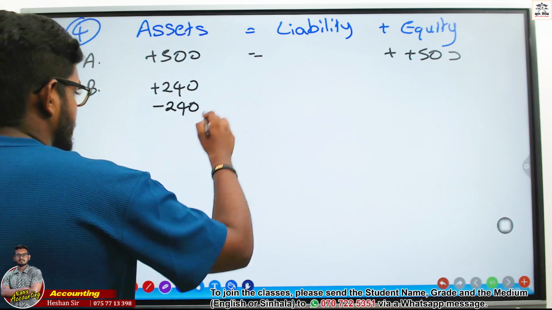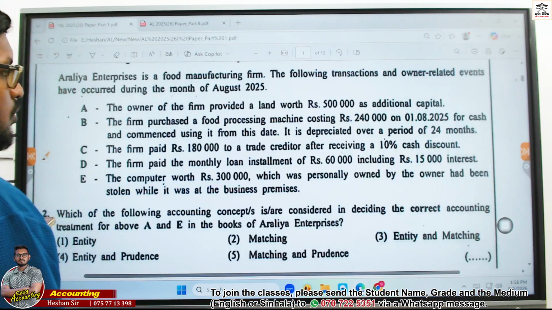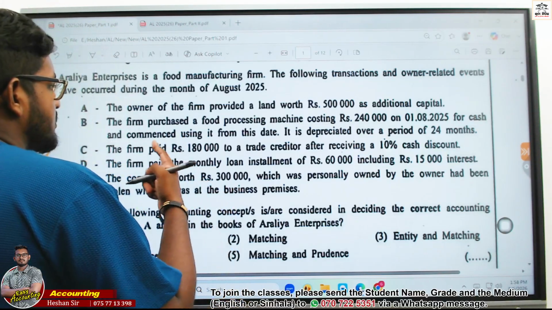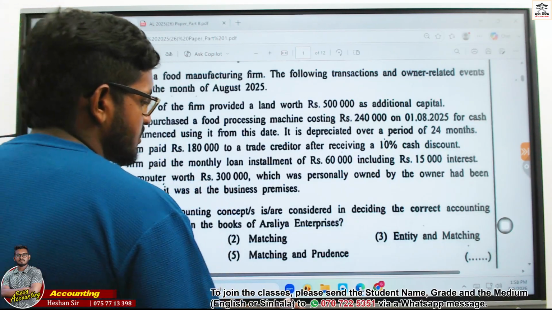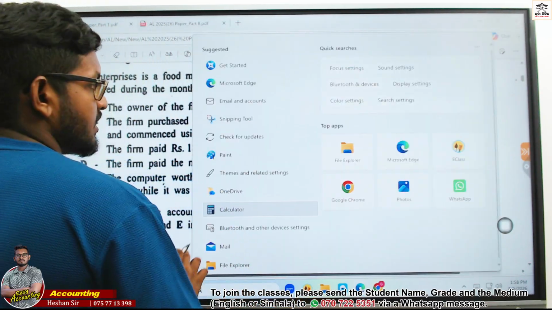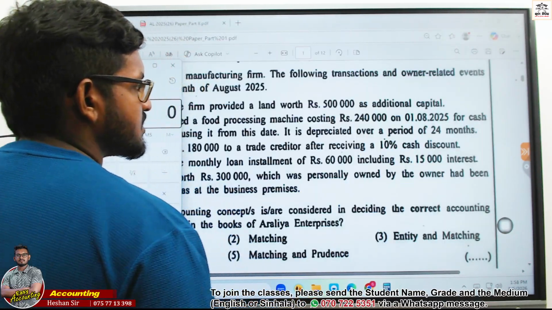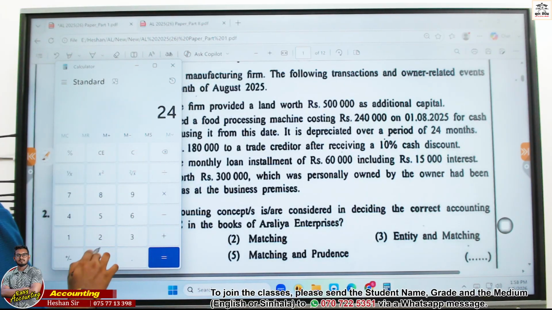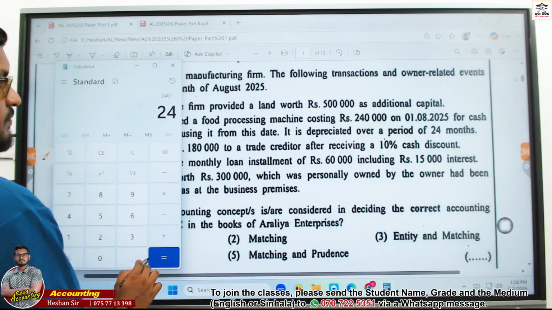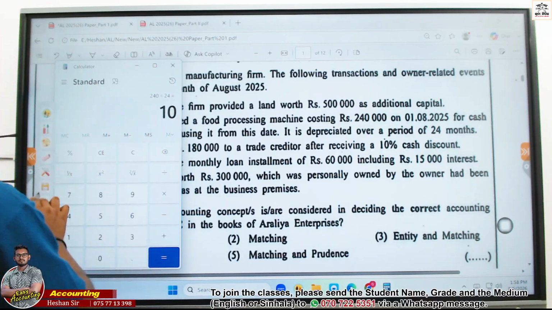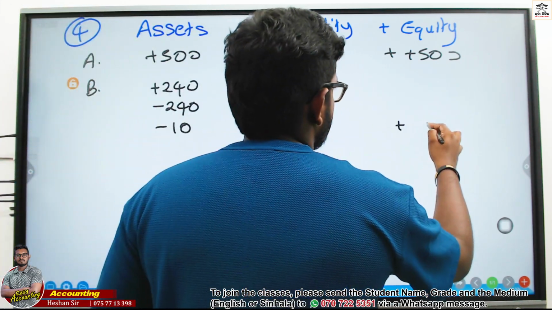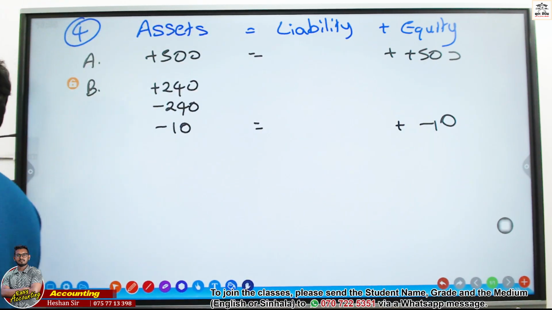And remember, it depreciates over 24 months. We have started the usage from that date. So remember it depreciates over a period of 24 months, right? 240 divided by 24 months, right? That is how much? 10,000 is the depreciation. So asset decreases 10,000. Why? That is depreciation. It is an expense.